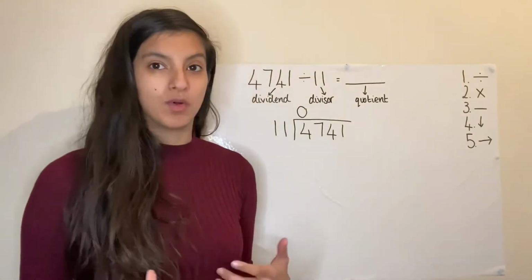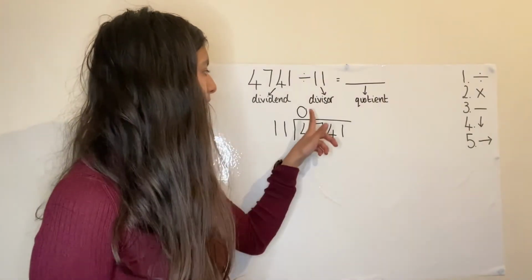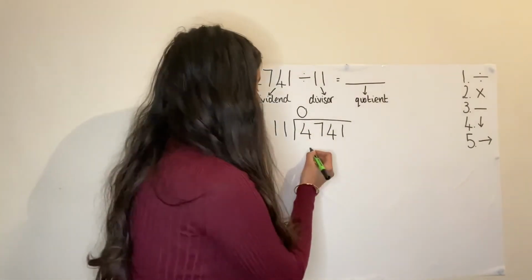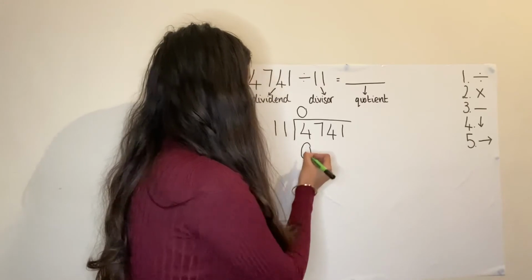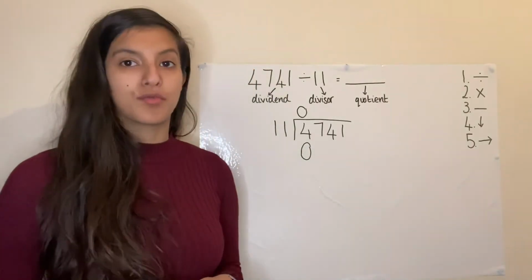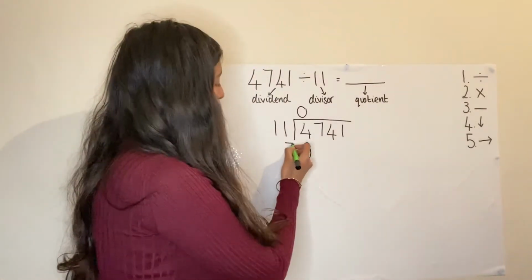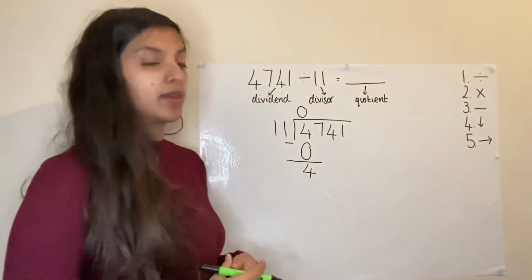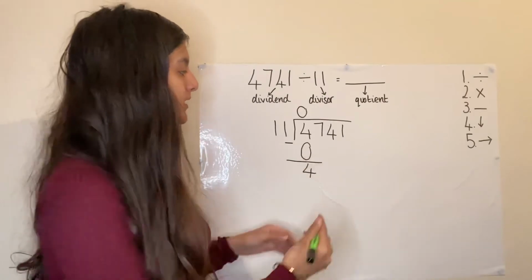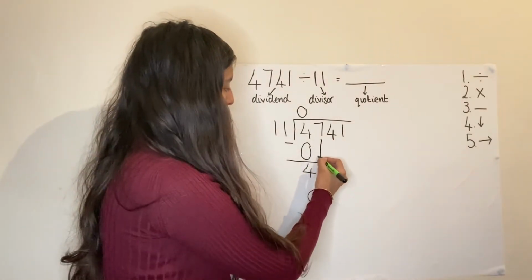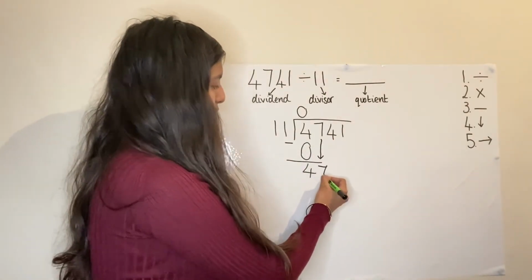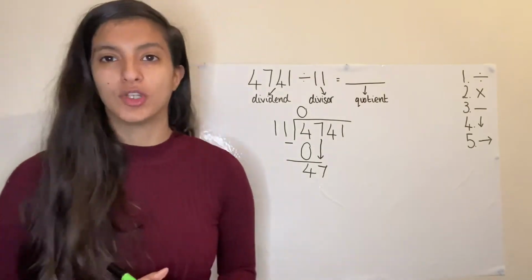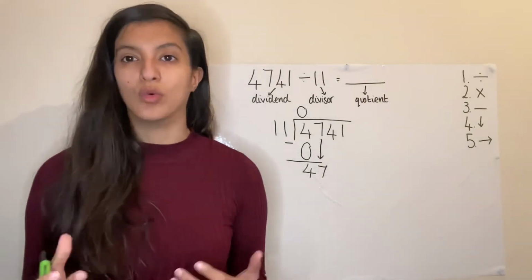Step number 2 is multiplication. I need to do 11 times 0, which is a 0, because anything multiplied by 0 is always going to be 0. Step number 3 is to subtract. 4 take away 0, which equals 4. Step number 4 is to bring the next number down. So I'm going to drag my 7 down, making it 47. And then I've got to go on to step number 5, which is go all over again.